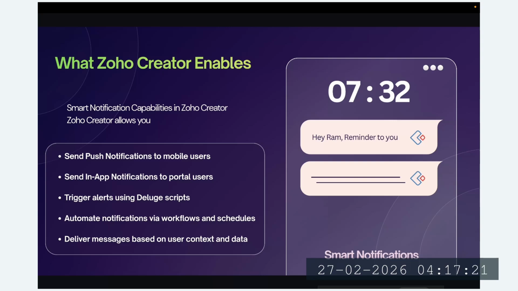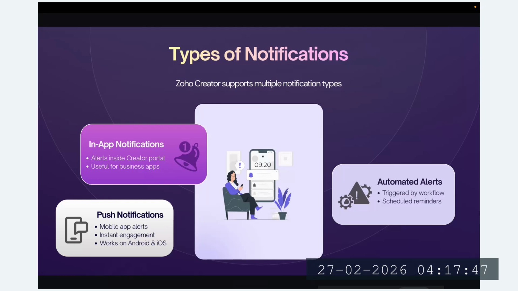Zoho Creator supports push notifications for both Android and iOS devices, but before we start sending notifications through Deluge or workflows, we need to configure a few settings, right? First, inside Zoho Creator, we need to go to the application settings, and there we find an option for push notification configuration, right? These are all the types of notifications that you get: in-app notifications, and push notifications that alert you through your mobile screen.